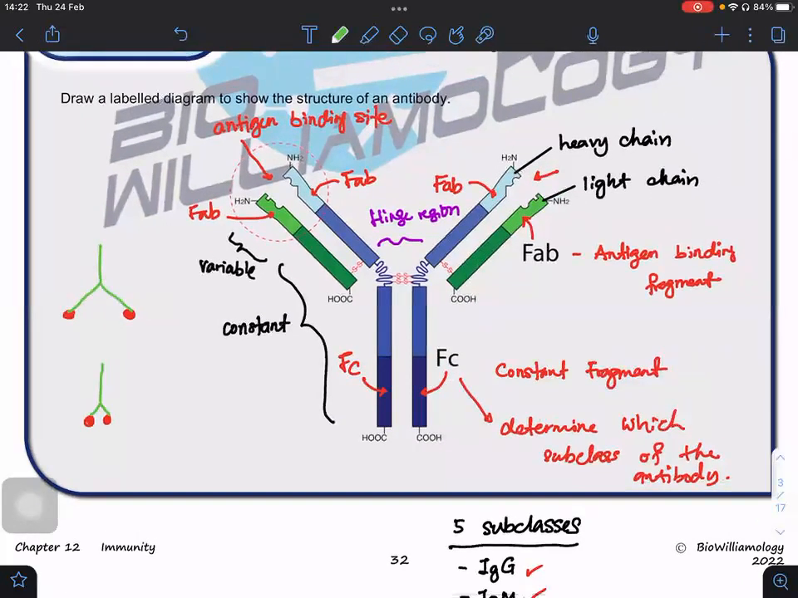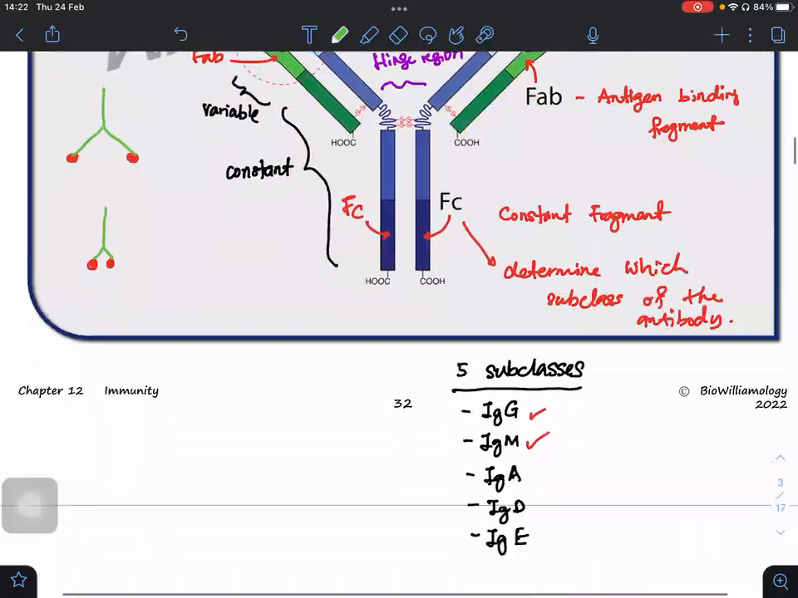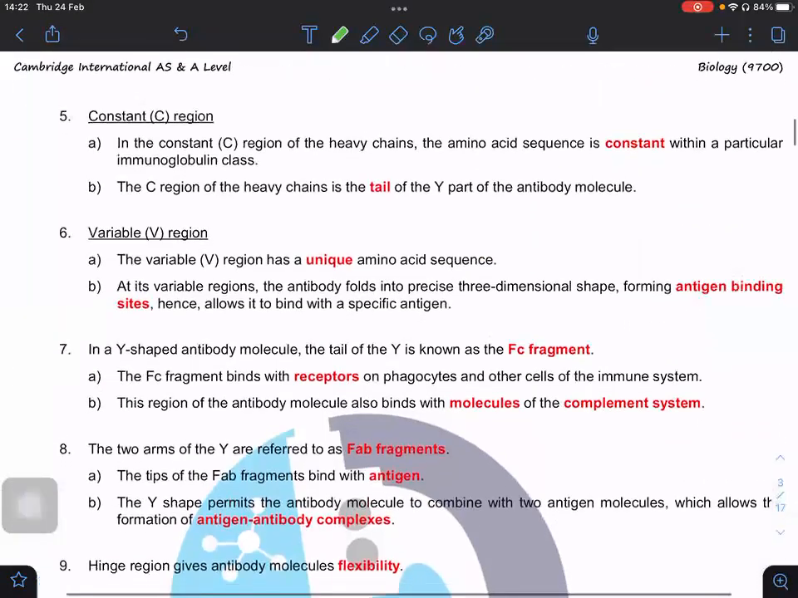Okay, clear? You can take a photo if you need, or you can draw it out because in the exam you might be required to draw. Clear so far? Okay. If no questions, then we continue.